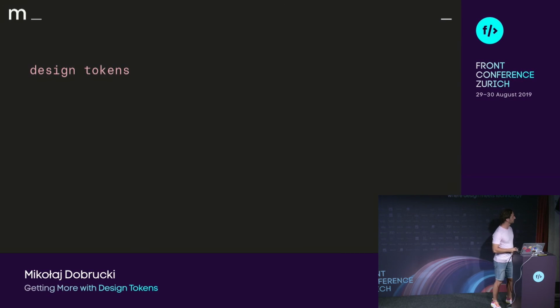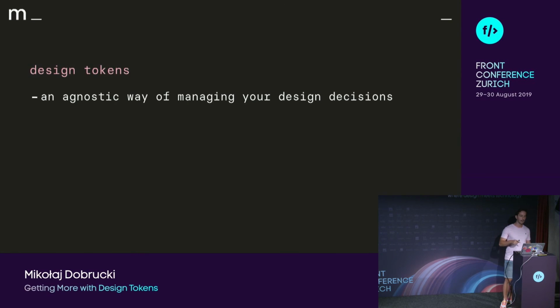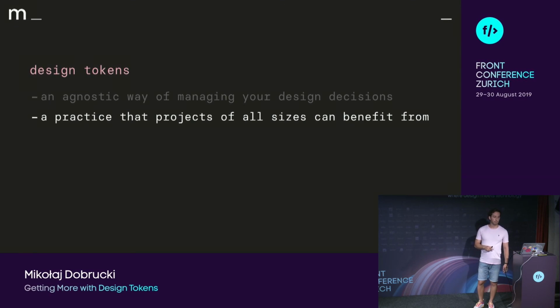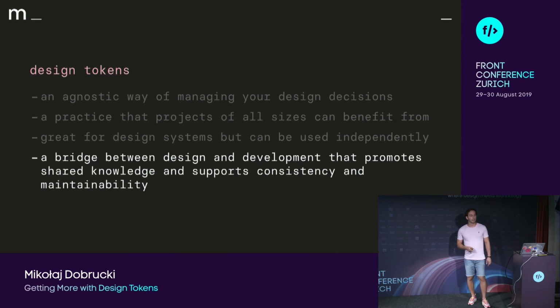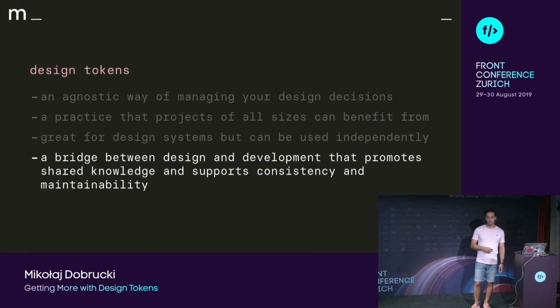Cool, so summing up, design tokens are an agnostic way of managing your design decisions. And it's a practice that all projects can actually benefit from. And yeah, it's a very useful thing for design systems, especially big ones, but it can also be used independently. And it's nice to think about design tokens as a kind of bridge between design and development that first promotes shared knowledge and supports consistency and maintainability, but also just helps everybody work together and understand each other better.